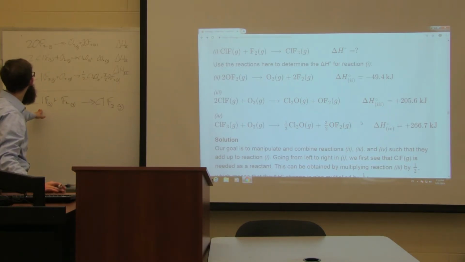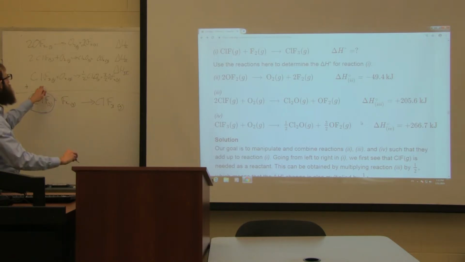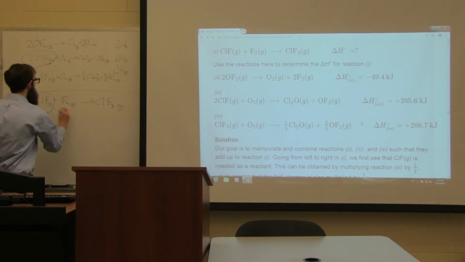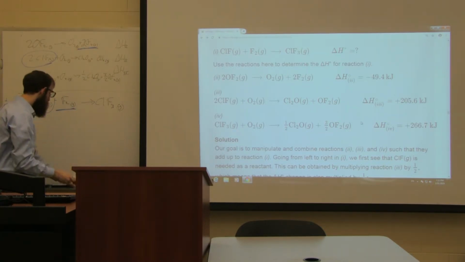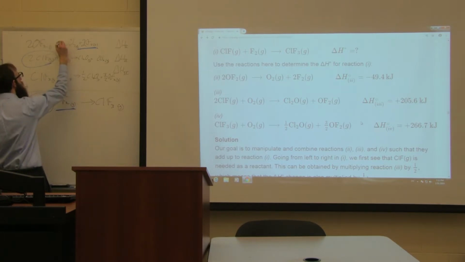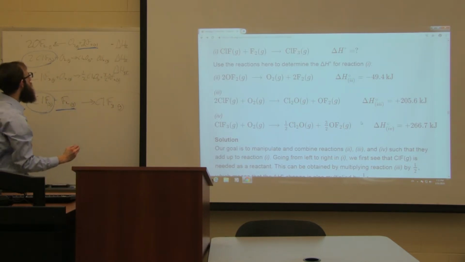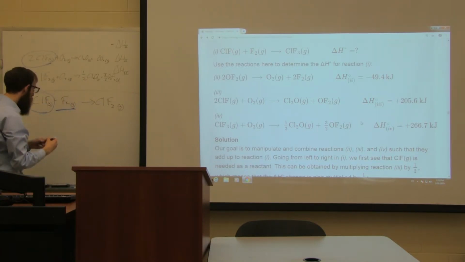So ClF, let's see, where do we get this from? This thing is present in ClF. It's found right here. And that's the only place I'm seeing it. F2 is found right here. So that sort of lets us know that we're going to have to reverse this reaction. And in reversing this reaction, we put a negative there. Okay, so let's go ahead and do that. Let's reverse that reaction. So we draw it the opposite way.